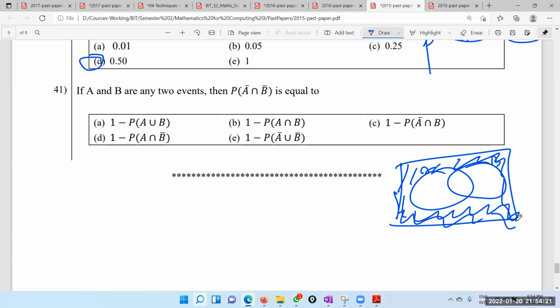Anyone? A ට අයිති නැති සහ B ට අයිති නැතිවීමේ සම්භාවිතාව. දැන් sets දන්න අයට මේක guess කරන්න පුළුවන්. guess නෙමෙයි හරියටම කියන්න පුළුවන්, sets ඔළුවේ තියෙනවා නම්.